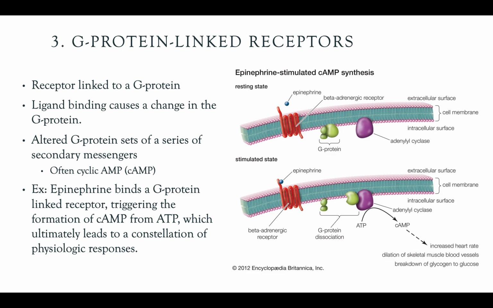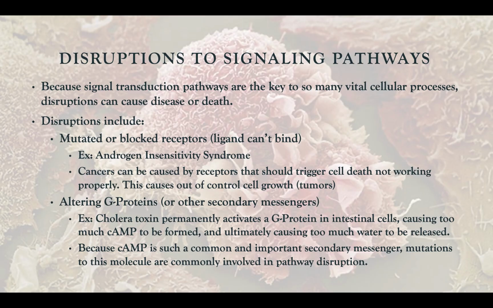Usually it's adenylyl cyclase, which will then make cyclic AMP, which will go on to do its secondary messenger thing and cause other responses in the cells. And in this case, we have epinephrine. That's the adrenaline. We call it adrenaline colloquially, right? Epinephrine binds, and you can see on the bottom right-hand corner the constellation of responses that happen, that you're familiar with. Okay, those are the 3 types of receptors.